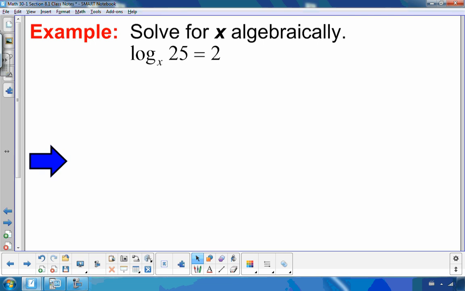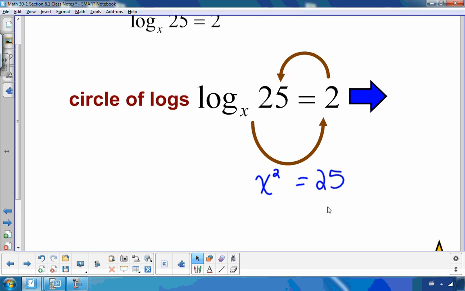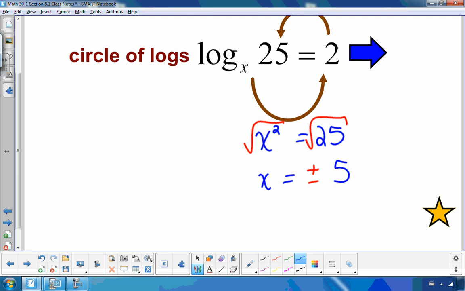Okay, let's try another one. Okay, so solve for x algebraically. Again, I want to do the circle of logs. So I'm going to have x to the 2 equals 25. So this is a much easier equation to solve. So if I have x squared equals 25, to solve for x, I would just take the square root of both sides. Remembering when I take the square root of both sides, I have to remember they are positive and negative. So that means that x can be positive or negative 5.